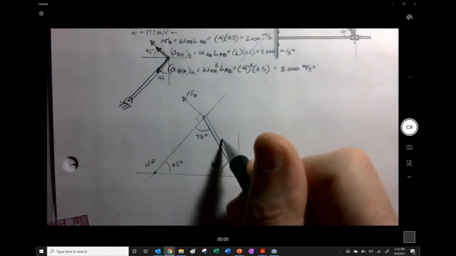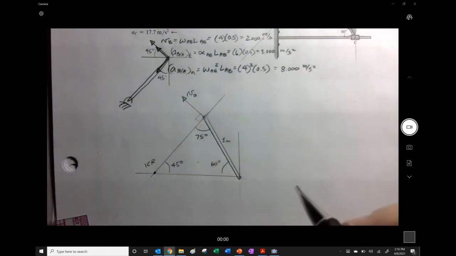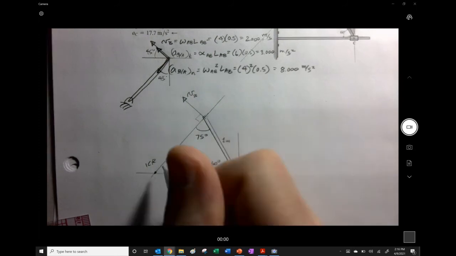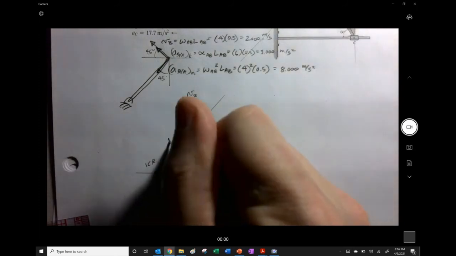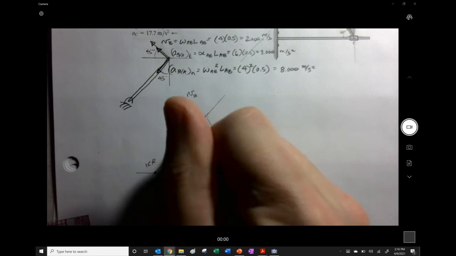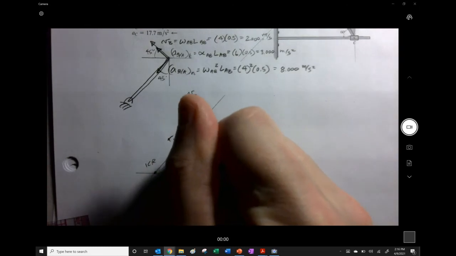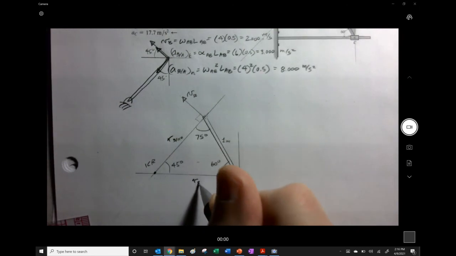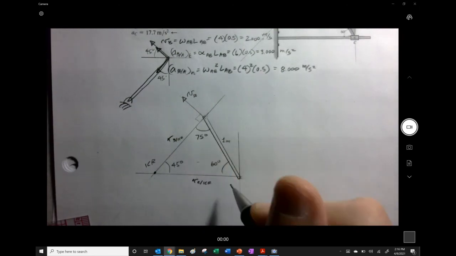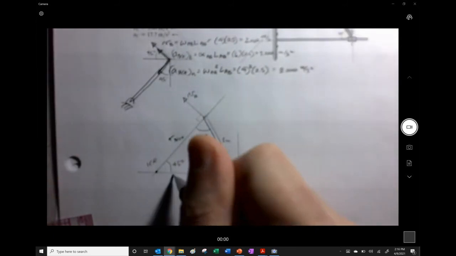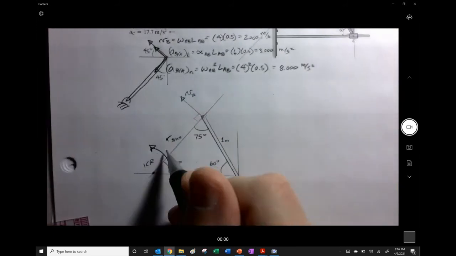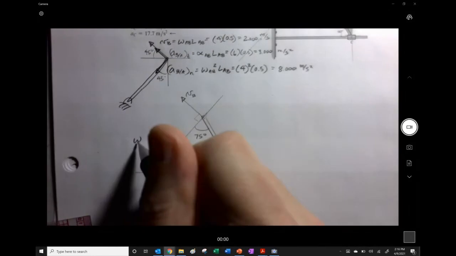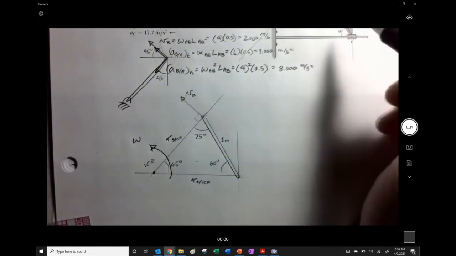This length is known to be 1 meter right here. So this is going to be RB with respect to ICR. And this is going to be RC with respect to ICR. And it appears that this thing is going to rotate in that direction. So that's going to be the angular velocity of BC.